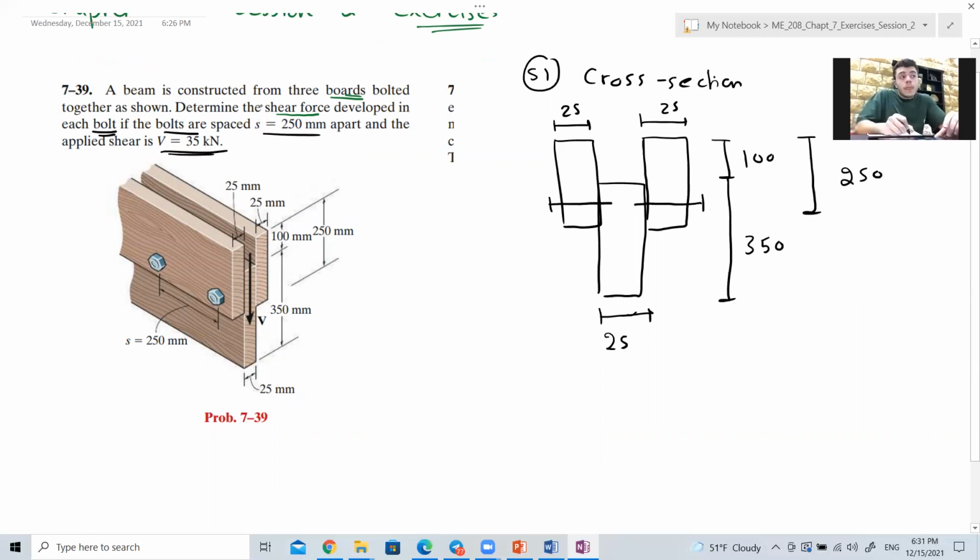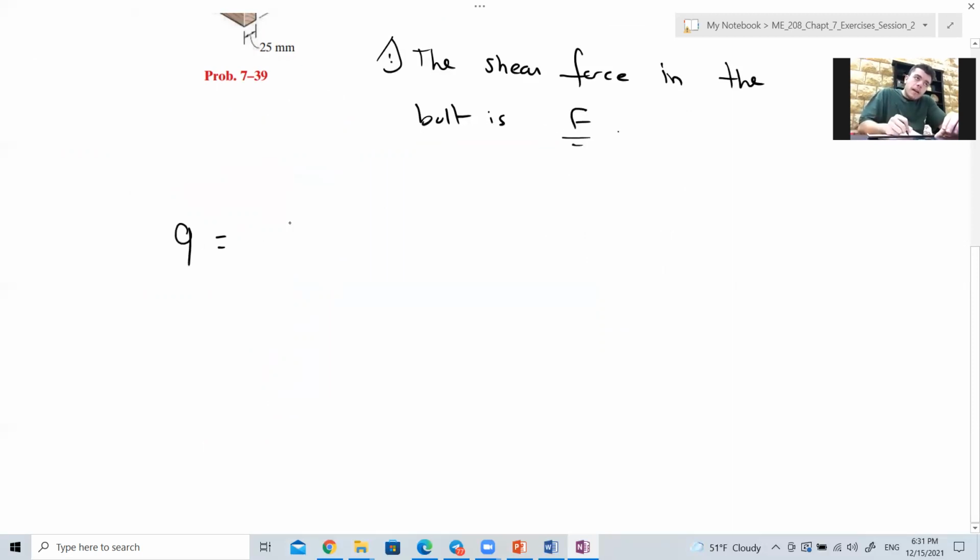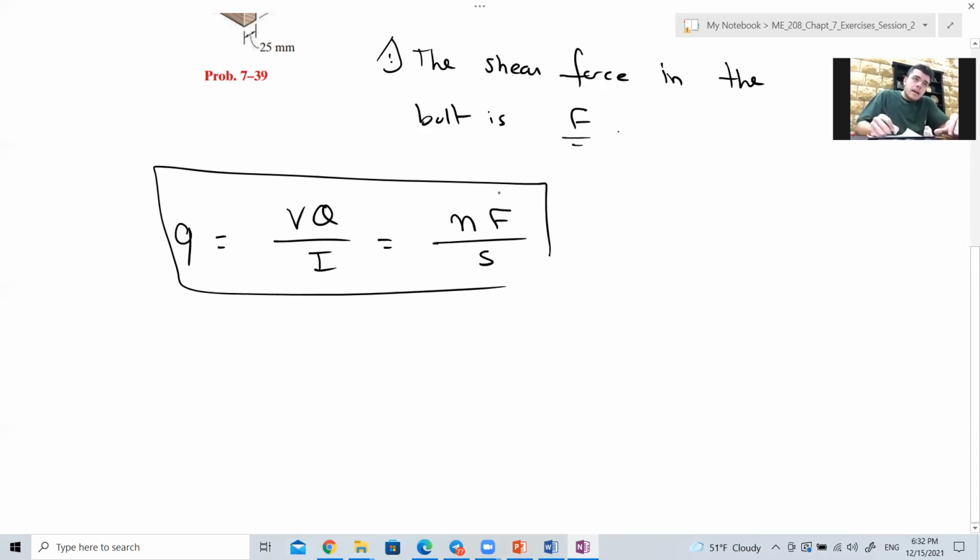Now, please note, they are asking about the shear force in each bolt, not about the shear force V. They are not asking about the shear force V. They are asking about shear force in each bolt. So the shear force in each bolt is not V. The shear force in the bolt is F. In the shear flow formula, VQ over I equals NF over S, we are asked to find the force F, which is the force in the bolt. Okay, and therefore we should first find the centroid, and we should find Ix.